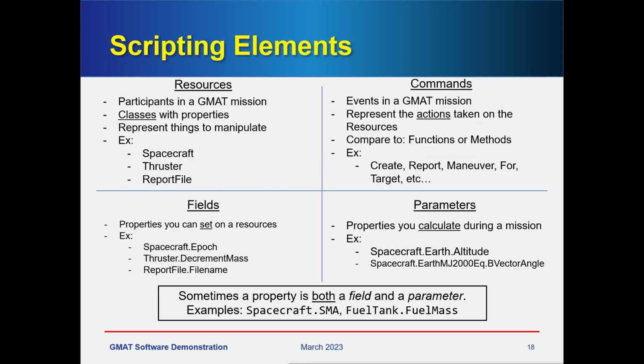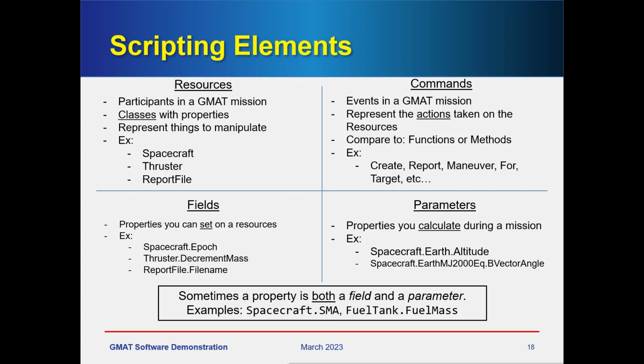There are a few scripting element categories that are useful to have knowledge of. First, we have resources. Resources are participants in a GMAT mission. You can think of them as classes in object-oriented programming. Resources are classes with properties or fields and represent things to manipulate. So, for example, we have a spacecraft. We can manipulate its orbit, or add a tank or define a thruster and attach it to a spacecraft. A report is also a resource. We can write data to a report.